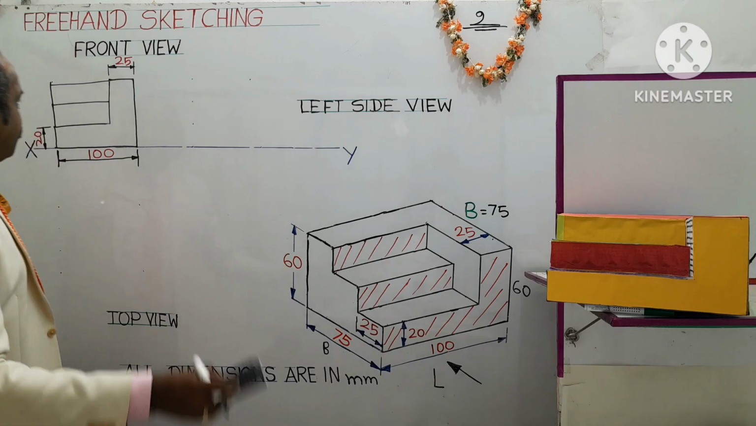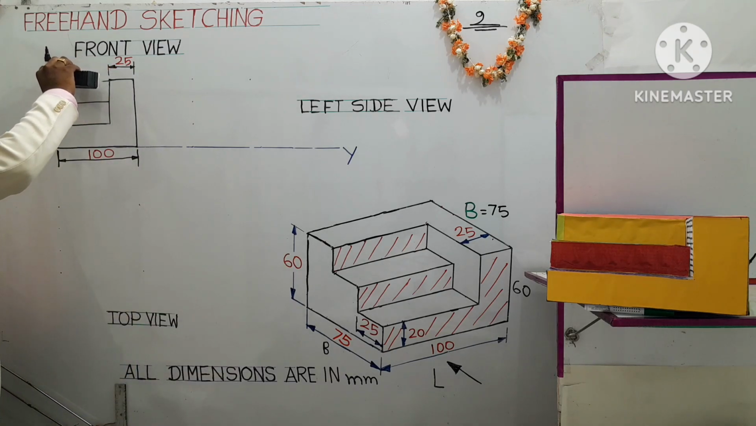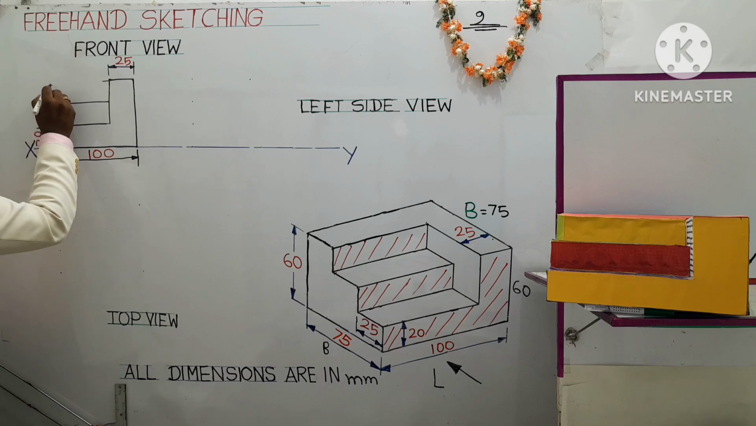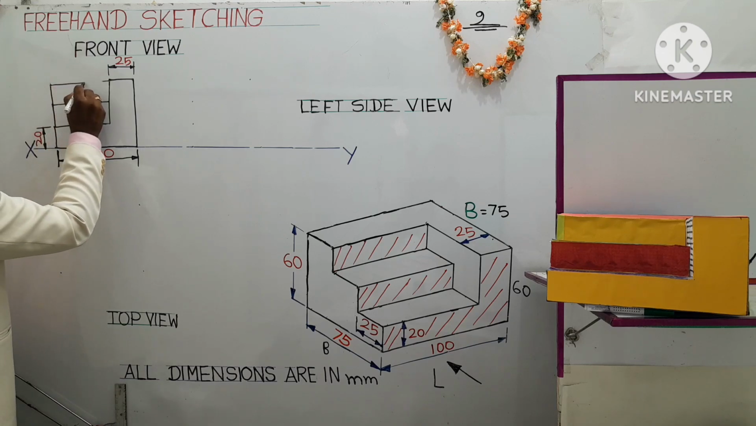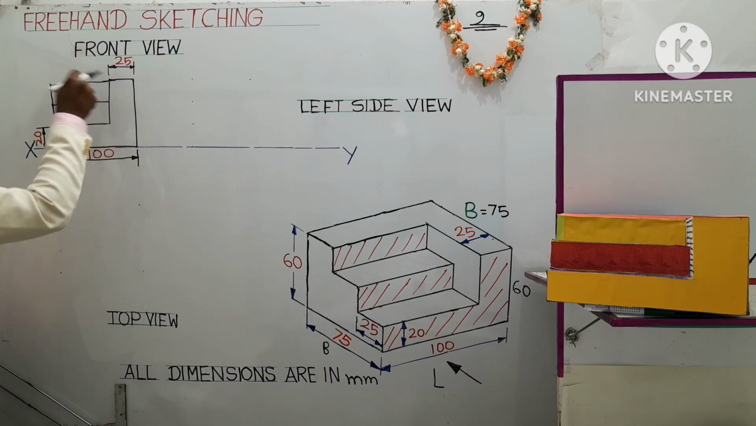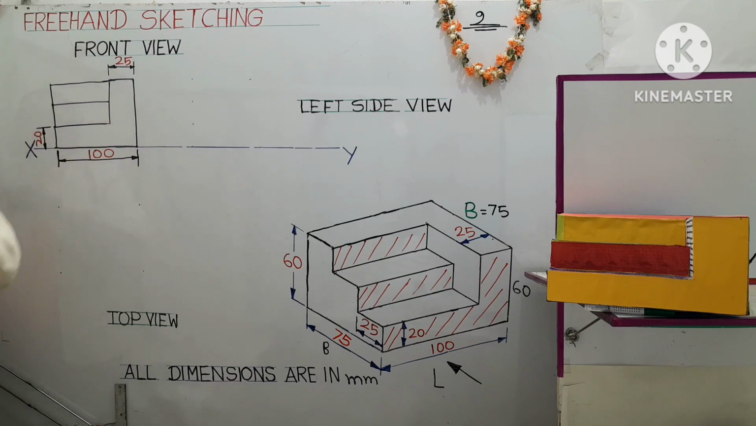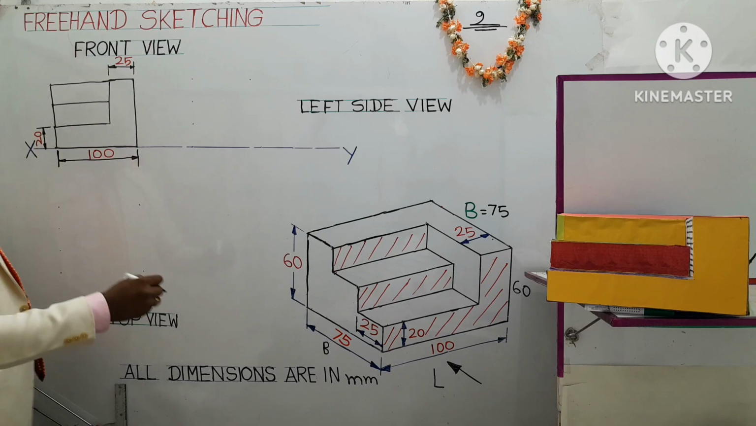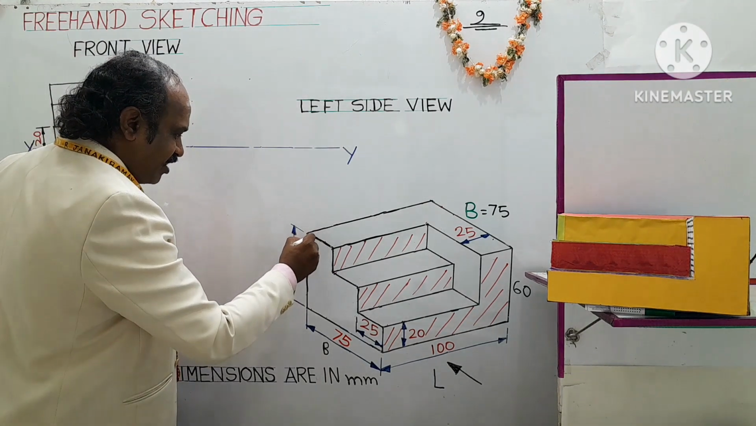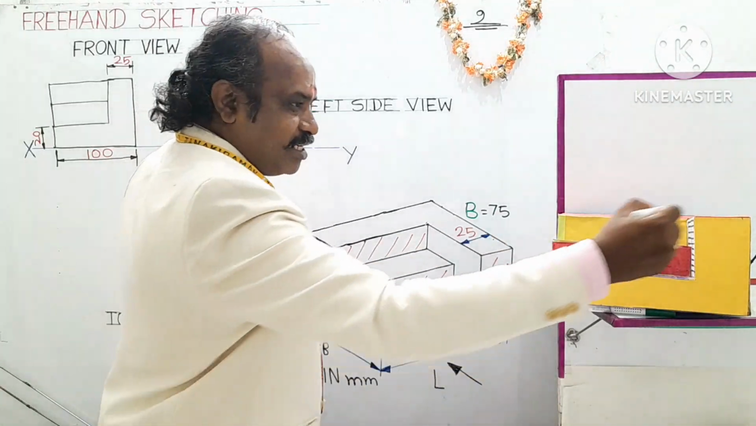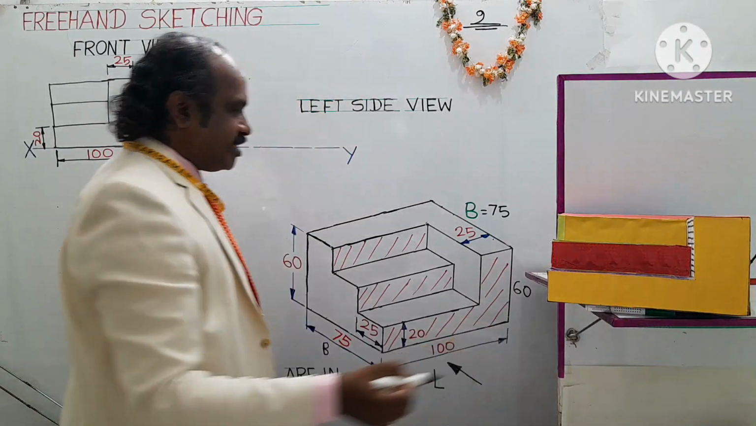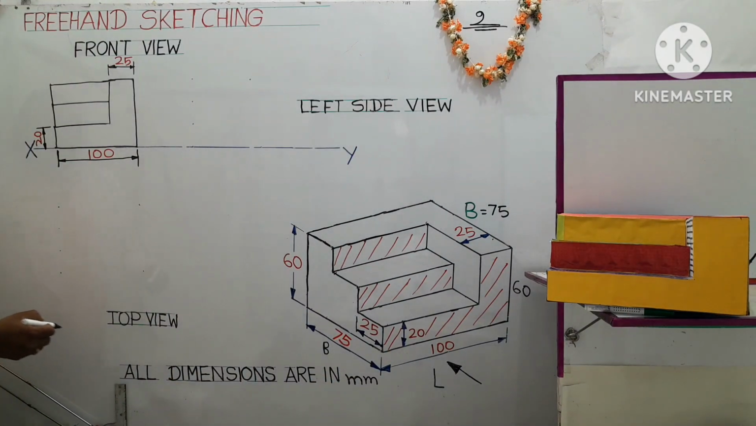So this view which I have drawn here is the front view, which comes above the XY line following the first angle projection method or principle. Understand? So the overall height of the object is 60 mm. This left hand edge and the right side edge will be the same height, 60 mm. Yes, dimension. Next, the view obtained is going to be the top view.